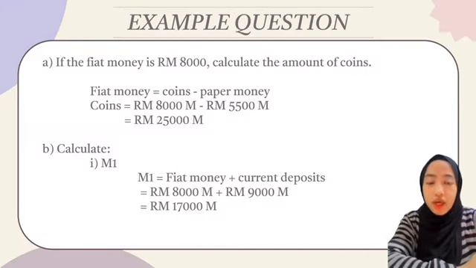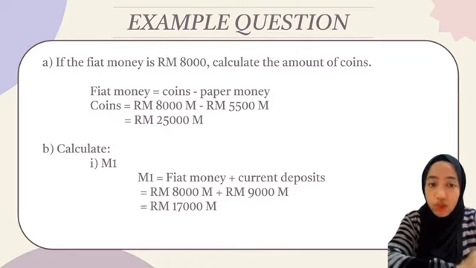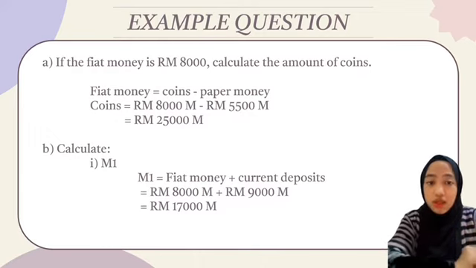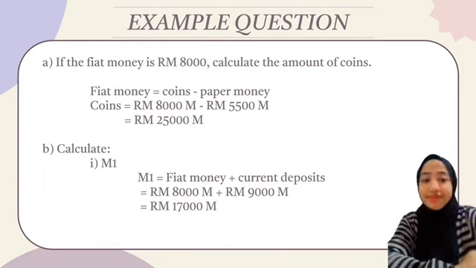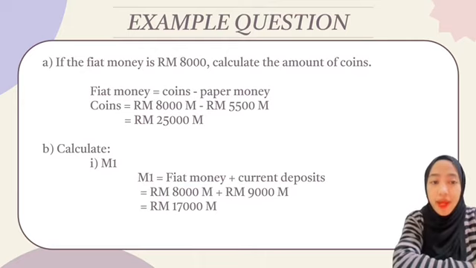Example question. Dia bagi fiat money 8,000, so dia suruh kita cari coin. The formula is fiat money equal coins plus paper money. So, kita nak kira coin, so kita kena ambil fiat money 8,000, kena tolak dengan 5,500, akan dapat 2,500. Next, kita nak kira M1. Formula untuk M1 ialah fiat money plus current deposit. So, fiat money 8,000, kita kena tambah dengan current deposit 9,000, so kita akan dapat 17,000.